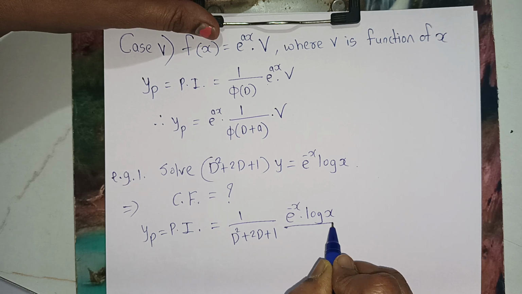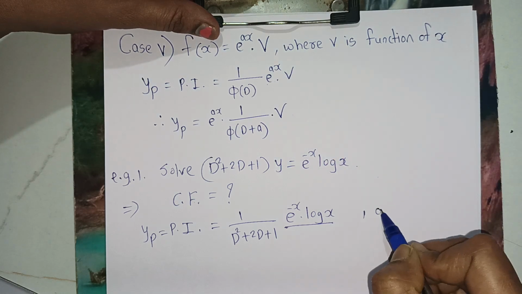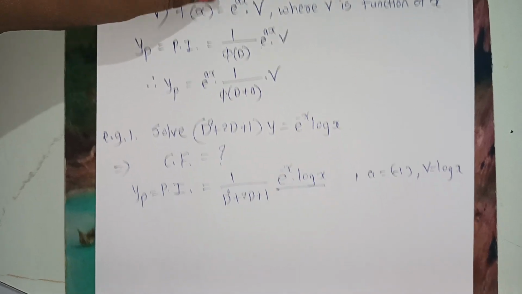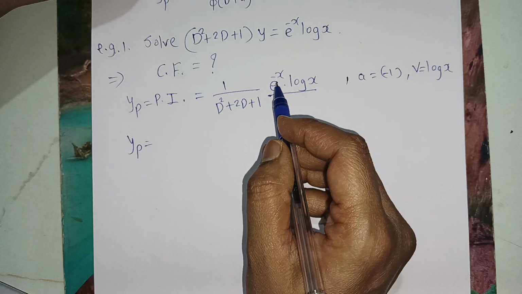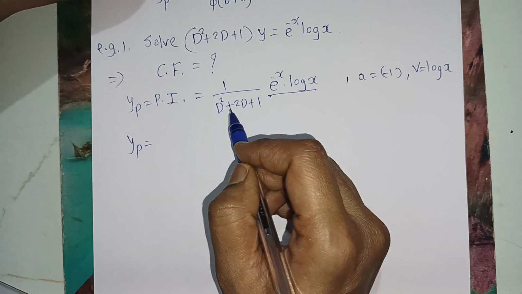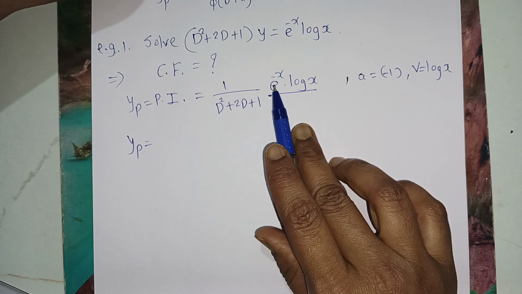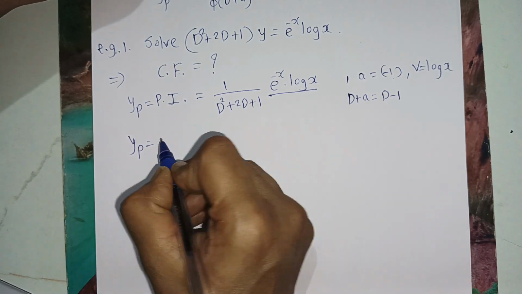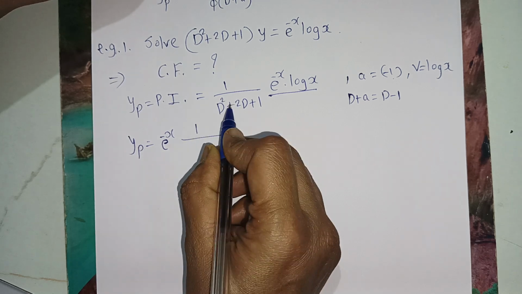Now compare this e raised to minus x log x with e raised to ax into v. So you will get a is equal to minus 1 and v is equal to log x. Now yp is equal to, you have to take this exponential outside the inverse differential operator. For this you have to replace D by D plus a. Now a is minus 1, so you have to replace D by D minus 1. So D plus a is equal to D minus 1. You have to take e raised to minus x outside the inverse differential operator and replace at the same time.